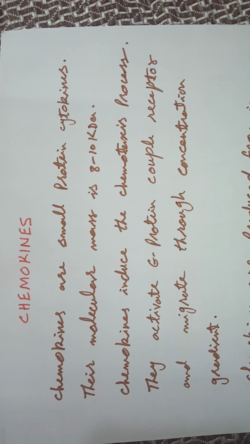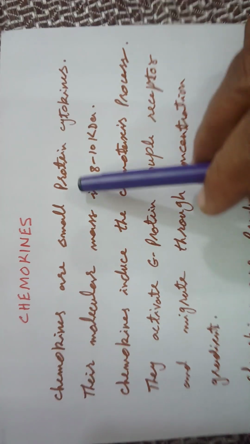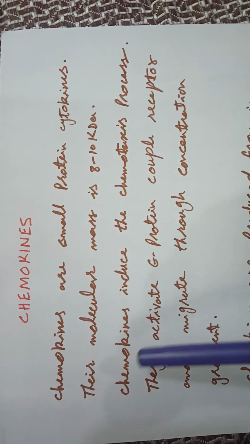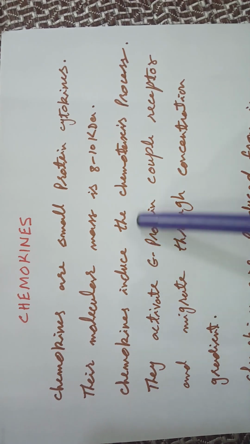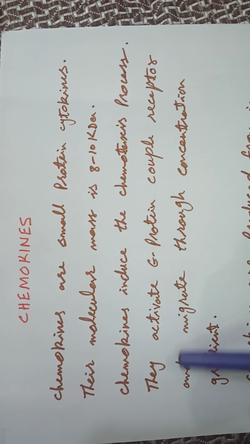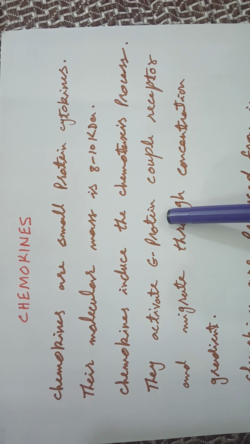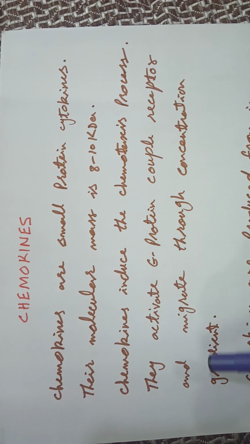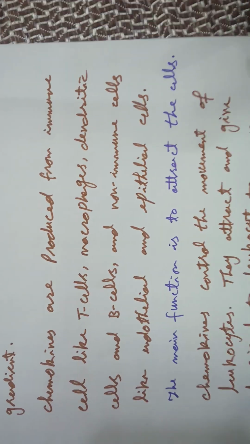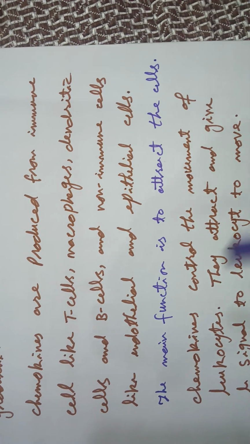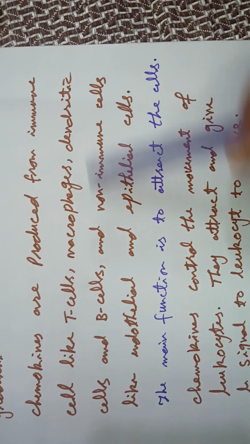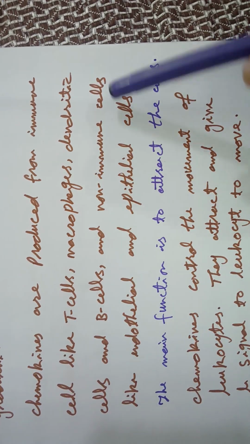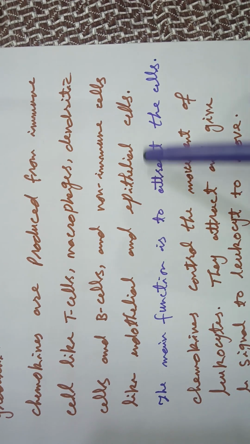Chemokines. Chemokines are small protein cytokines. Their molecular mass is 8 to 10 kilodalton. Chemokines induce the chemotaxis process. They activate G protein coupled receptors and migrate through a concentration gradient. Chemokines are produced from immune cells like T cells, macrophages, dendritic cells, and B cells, and non-immune cells like endothelial and epithelial cells.